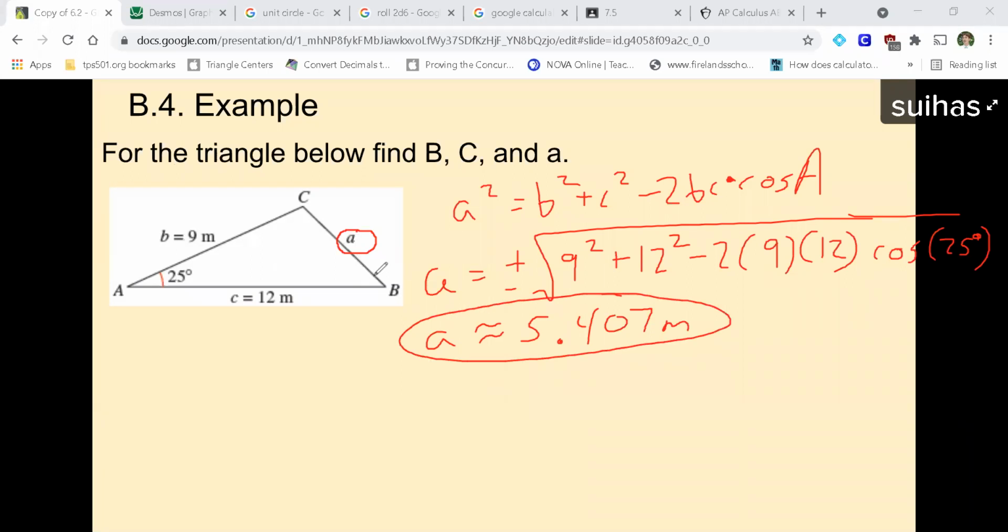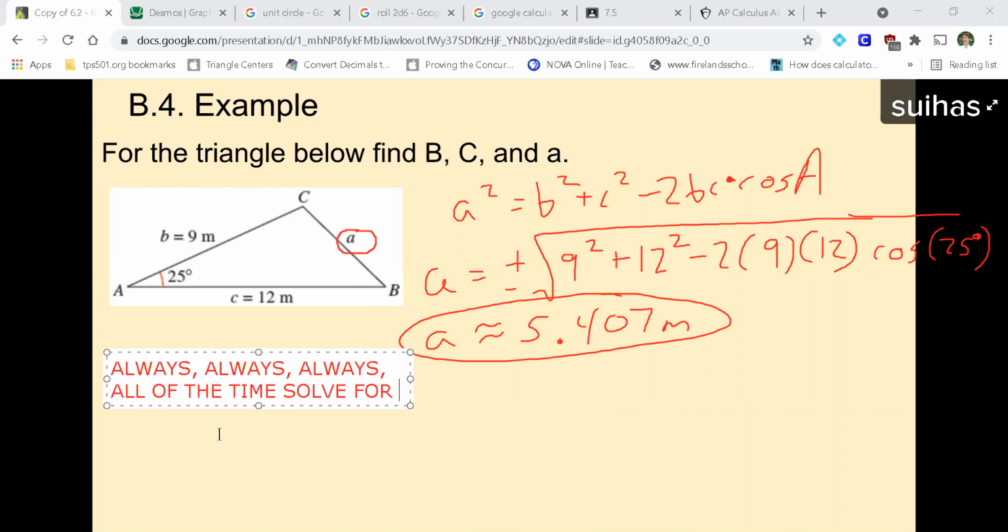So as you can see, starts off easy peasy, lemon squeezy. Here's the next part. Next part is also easy peasy, lemon squeezy, but it matters what order you do them in. Always. Always. Always. All of time. Solve for the smallest angle first.